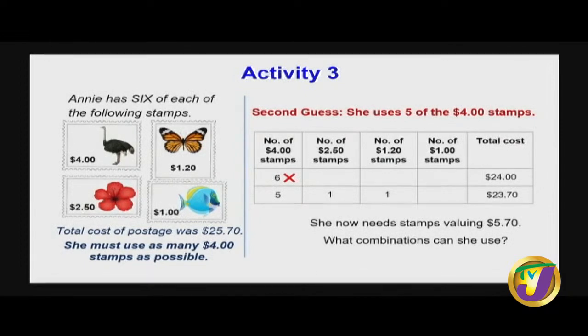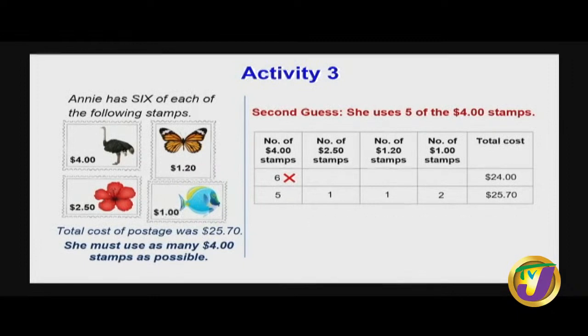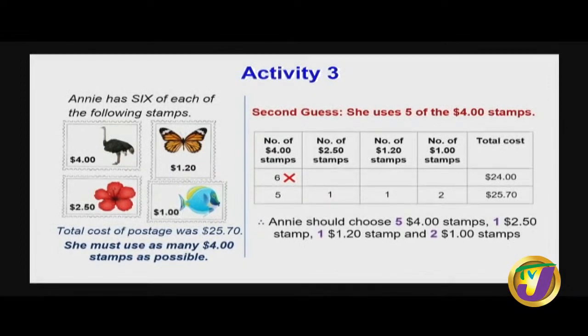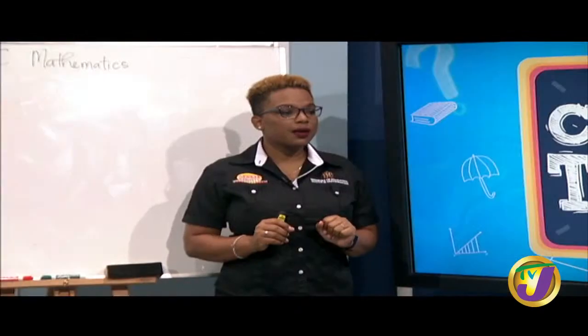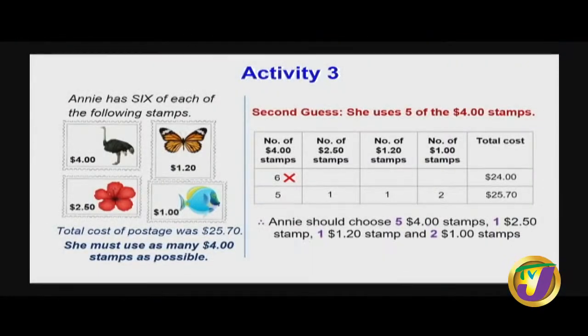Which means that we're shy of $2 for the cost of the postage. So I can use two $1 stamps. Easy cheesy. So we got it on our second guess. So Annie just needs five $4 stamps, one $2.50 stamp, one $1.20 stamp, and two $1 stamps.